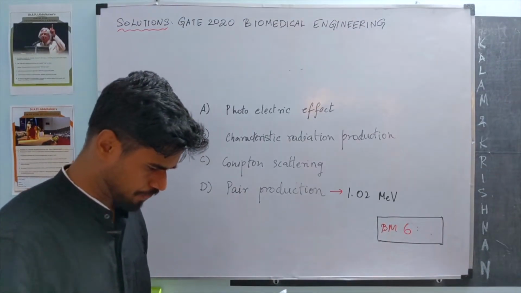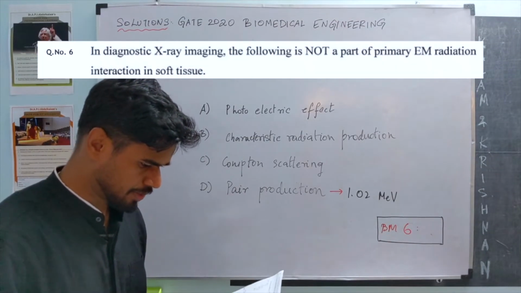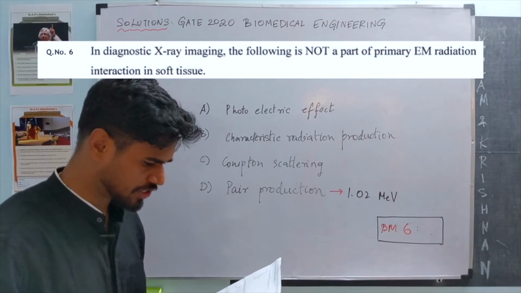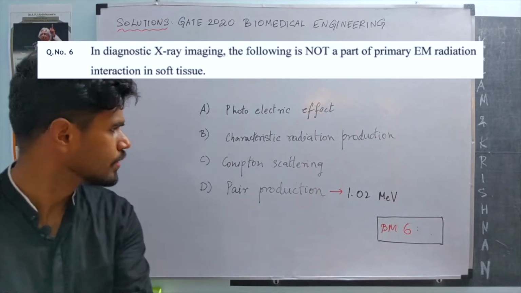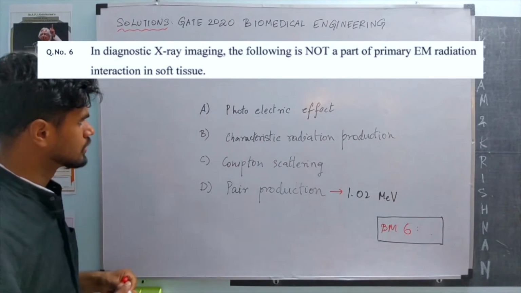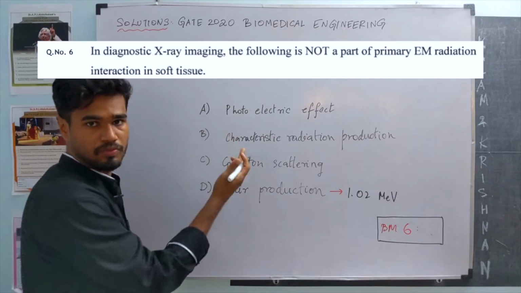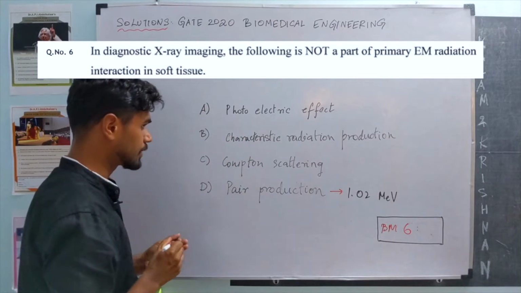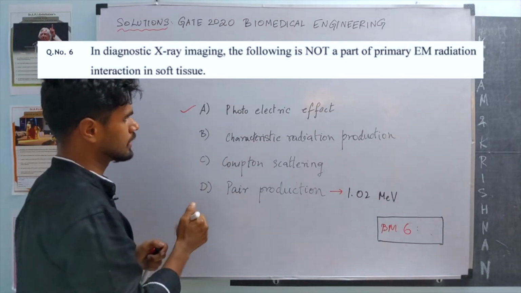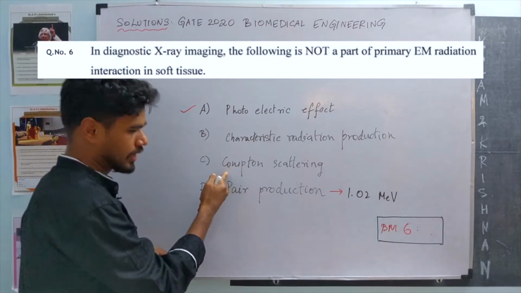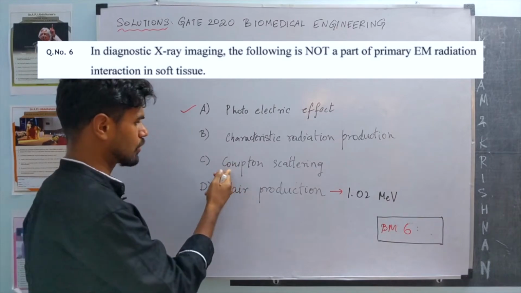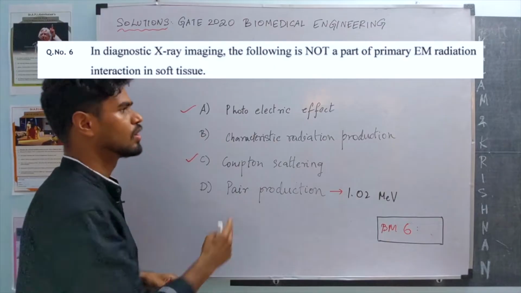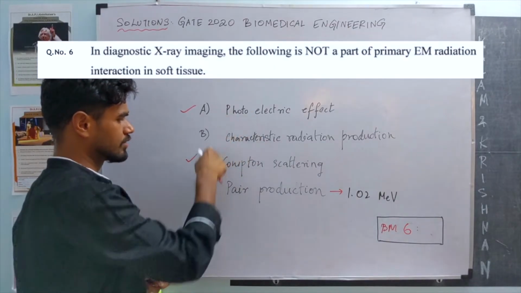Sixth question. In diagnostic X-ray imaging, the following is not a part of primary EM radiation interaction in soft tissue. Okay. Atoms in the soft tissue do absorb X-rays and there is the photoelectric effect. Similarly, again the atoms absorb the photons and the electrons go to higher states. There is also Compton scattering. What the electrons do after that differs between these two cases.